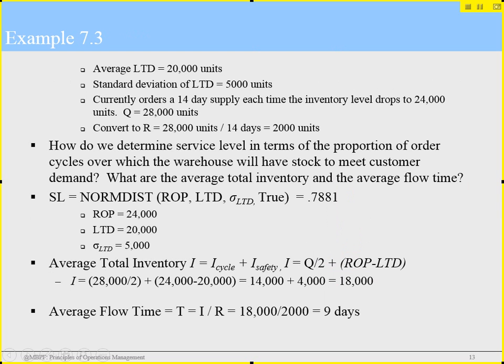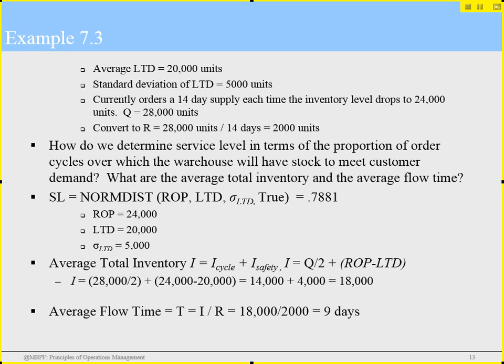Okay. So example 7.3 says that our average lead time during demand is 20,000 units. Our standard deviation of lead time during demand is 5,000 units. Currently orders a 14-day supply. I've summarized this; if you want to read the whole word problem, it's there for you. It orders each time the inventory level drops to 24,000. What does 24,000 represent then? If they order every time they hit 24,000, that's the reorder point, right?